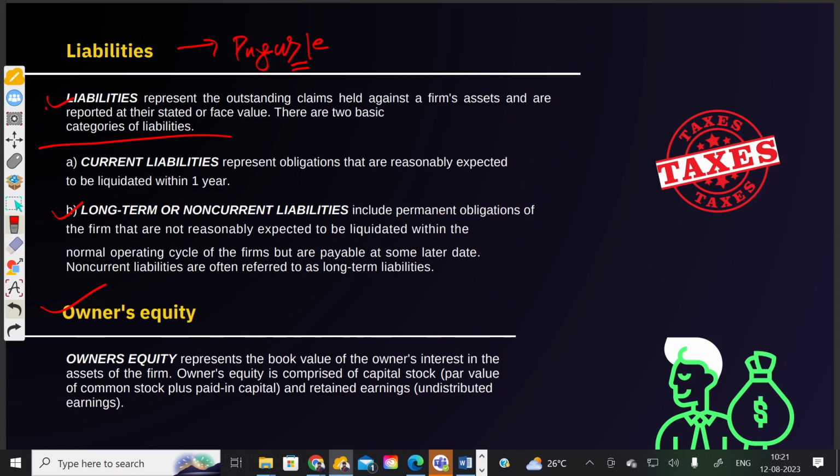And owner's equity is comprised of capital stock, the par value of common stock, plus paid-in capital and retained earnings, undistributed earnings as well. So income and all that you can record under owner's equity.